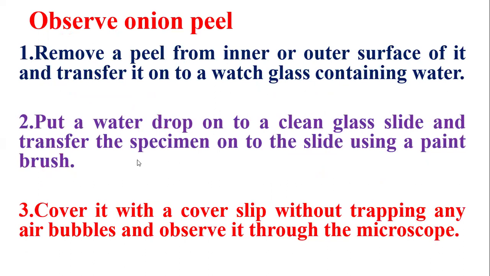Structure of the cell. Then you have to do two activities in this lesson. Observe onion peel by compound light microscope. Observe cheek cells. First, observe onion peel.